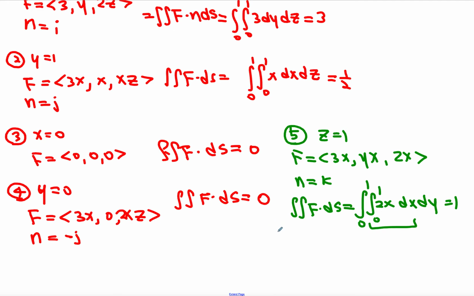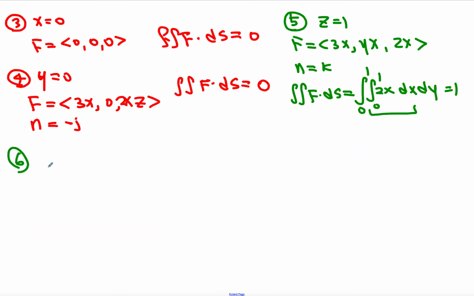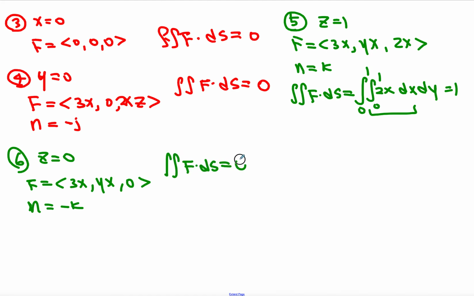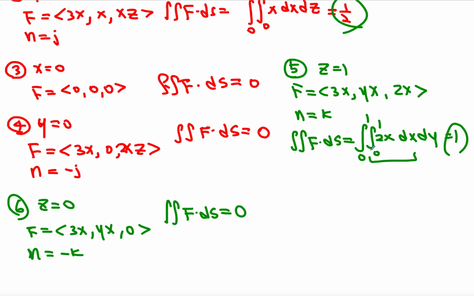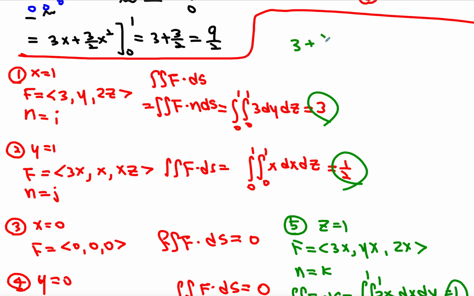How about the last one? Surface 6. That's when z is equal to 0. It's on the bottom, so the vector function now becomes 3x, yx, and then 0, where the normal vector becomes negative k. When you dot these two, we get 0 as well. Then when you count all the fluxes together, we get 3, we get 1/2, the other two are equal to 0, we have 1, and the last one is 0 as well. So when you add up 3 plus 1/2 plus 1, we get, that's right, 9/2. So you can see that it matches.